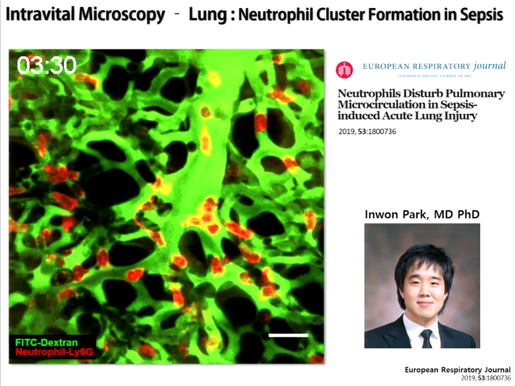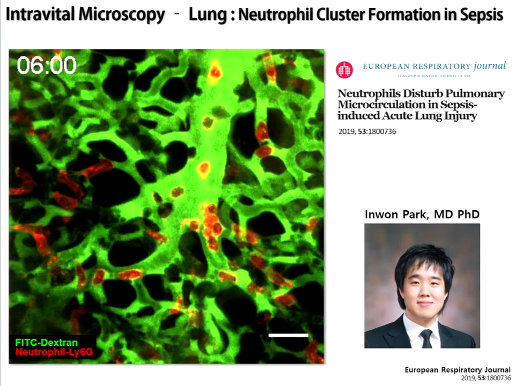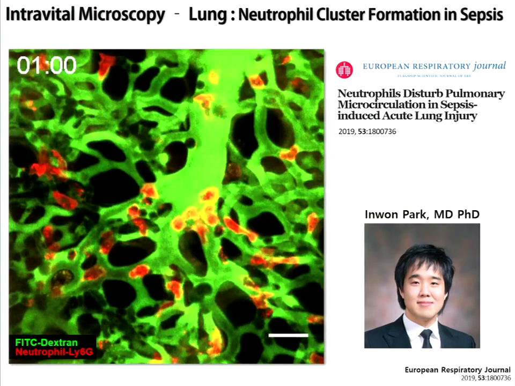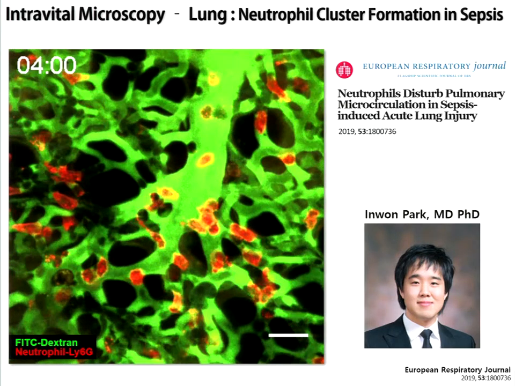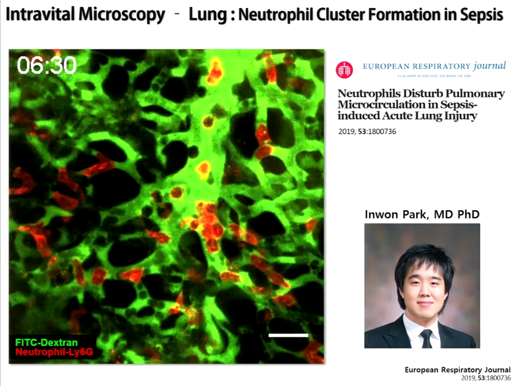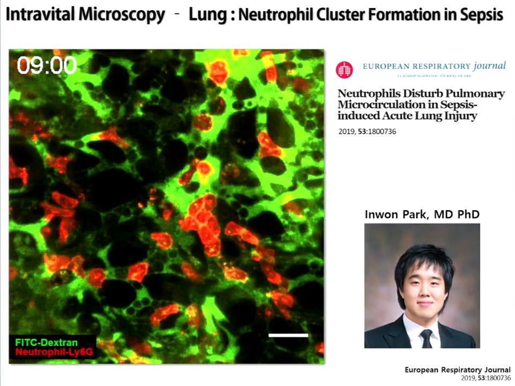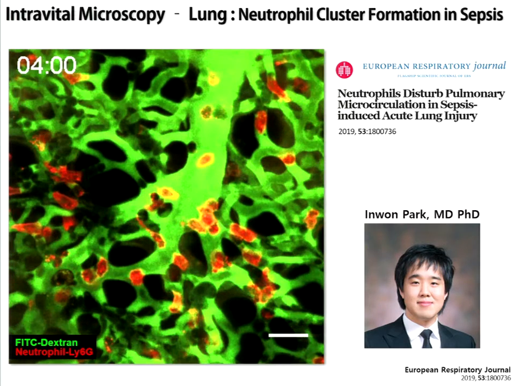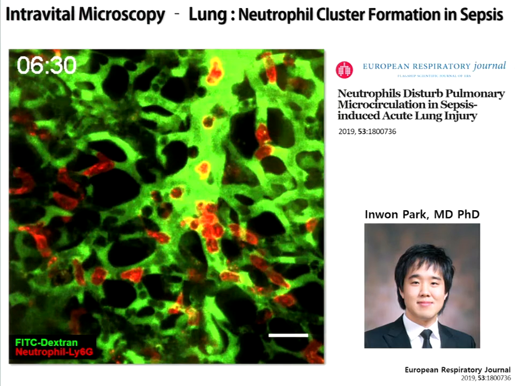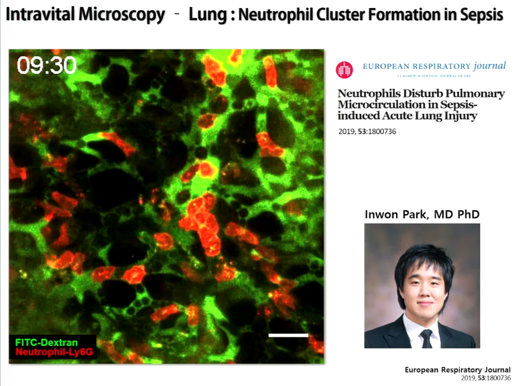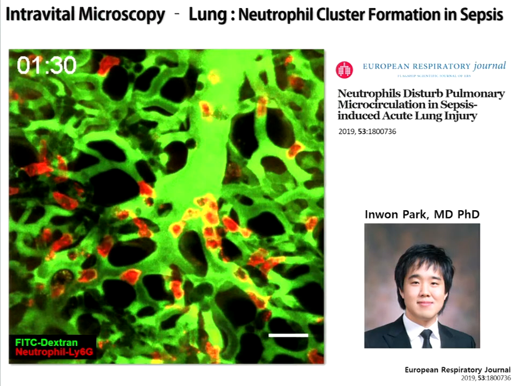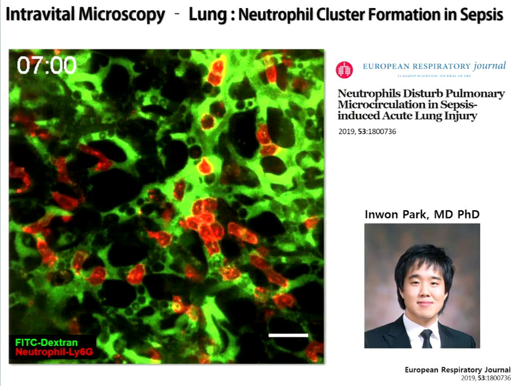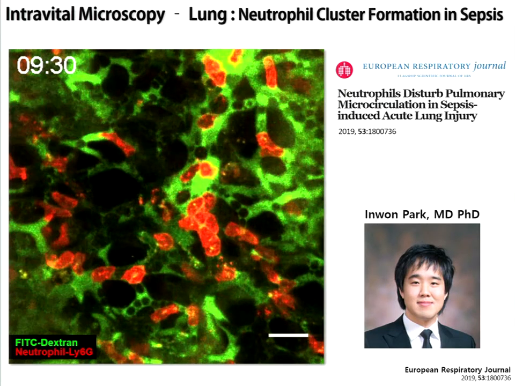As you can see, very quickly, this is only a 10-minute time-lapse movie. This neutrophil makes a large cluster, and it completely blocks this arteriole here within just 3 or 4 minutes, like this. And this upstream blood flow was completely stopped. So this is definitive data showing that the neutrophil can disturb the pulmonary microcirculation in this sepsis-induced acute lung injury model by forming this intravascular cluster inside the blood vessel of the lung.